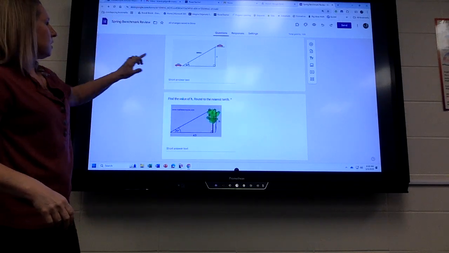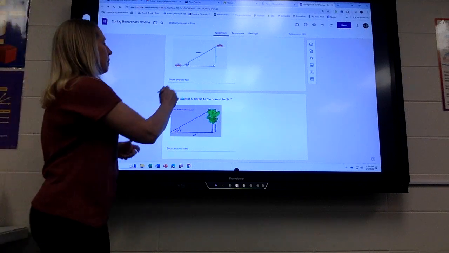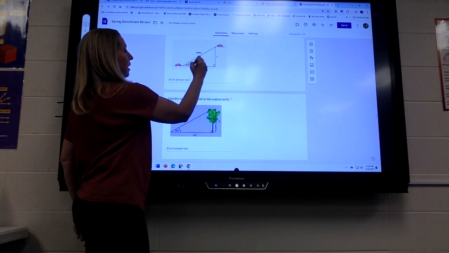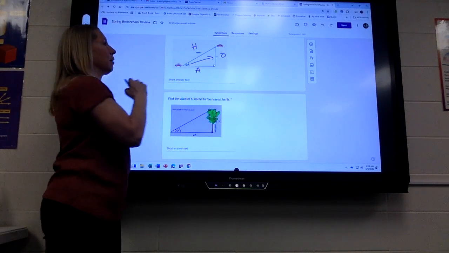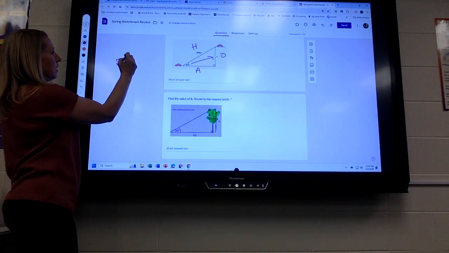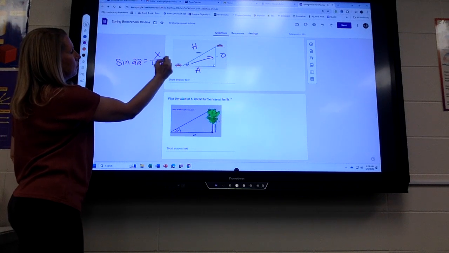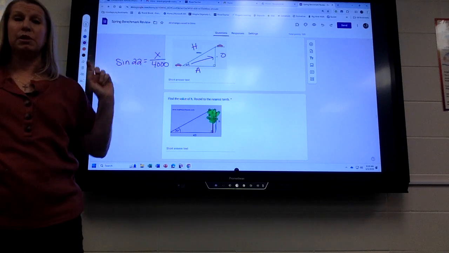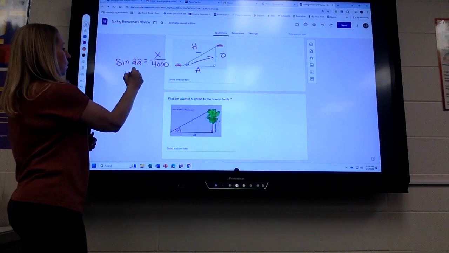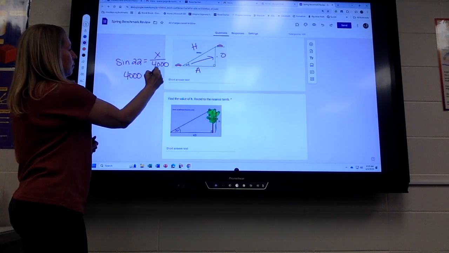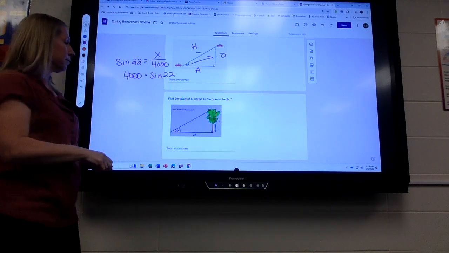On this one, we do not have an adjacent. We have an opposite and a hypotenuse, which would be sine. Opposite over hypotenuse. X is on top, so multiply 4,000 times sine 22.